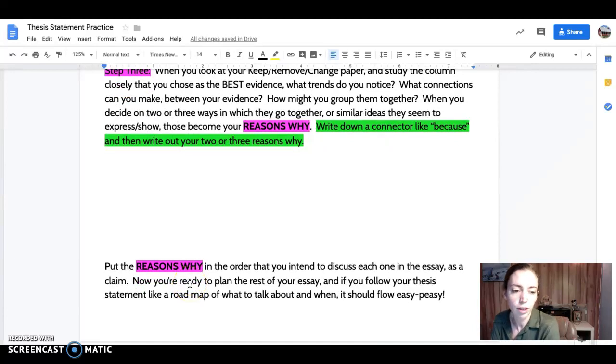Now, another thing to consider is you want to put your reasons why in the order that you intend to discuss each one in your essay as a claim. So if I decide I'm going to talk first about the fact that these Confederate monuments should be removed because they're a symbol of white supremacy, that's the first reason why. And then I'm going to say that, two, people are offended by them today. And my third reason why might be that it's allowing these racist, backwards attitudes to continue. If those are my three reasons why, then I'm going to talk about those things in that order in my essay.